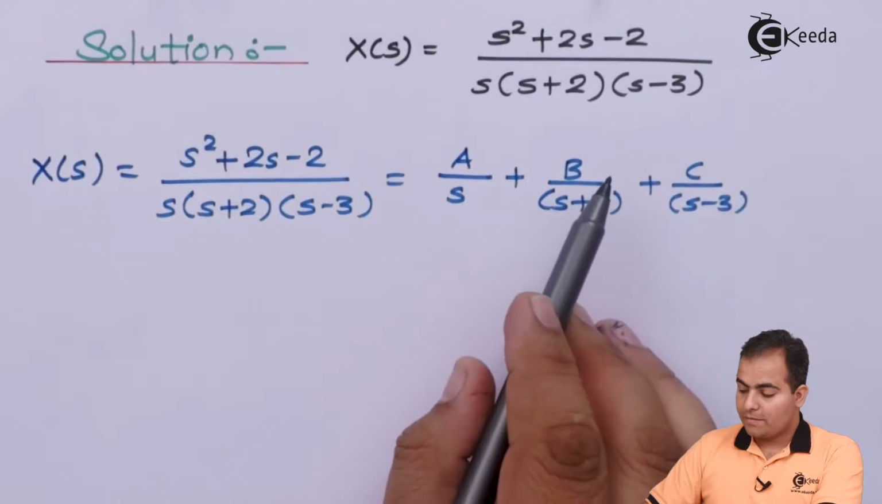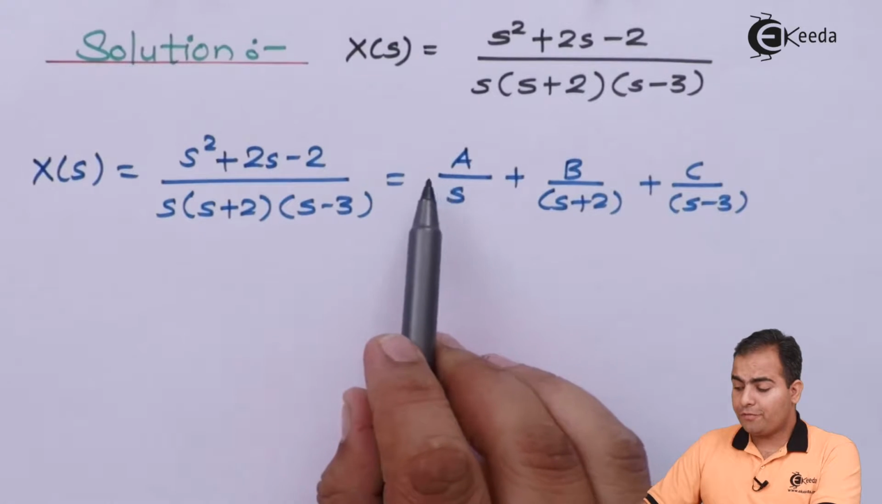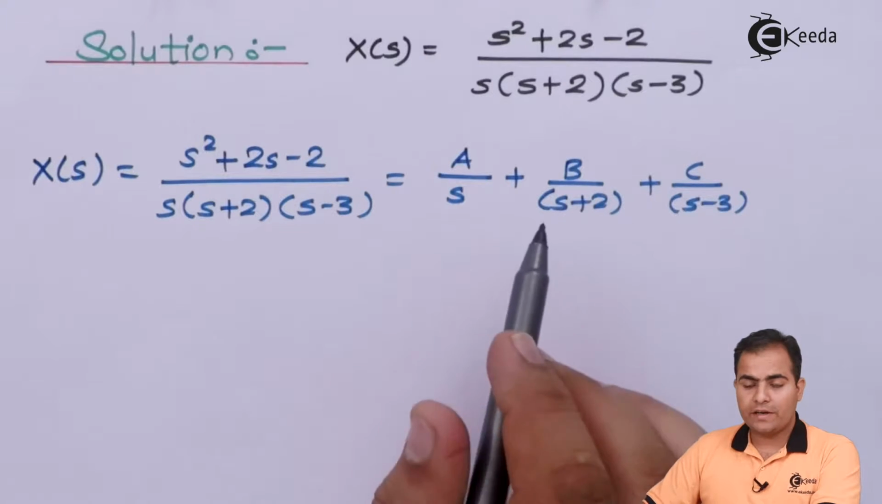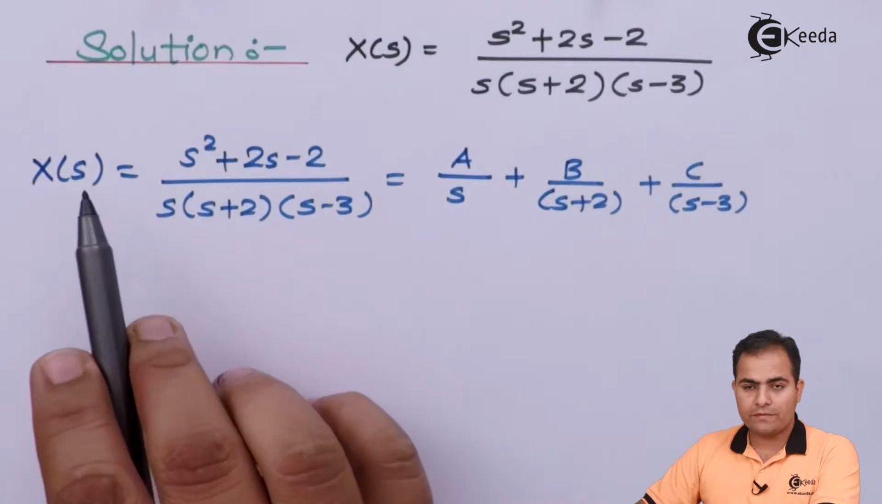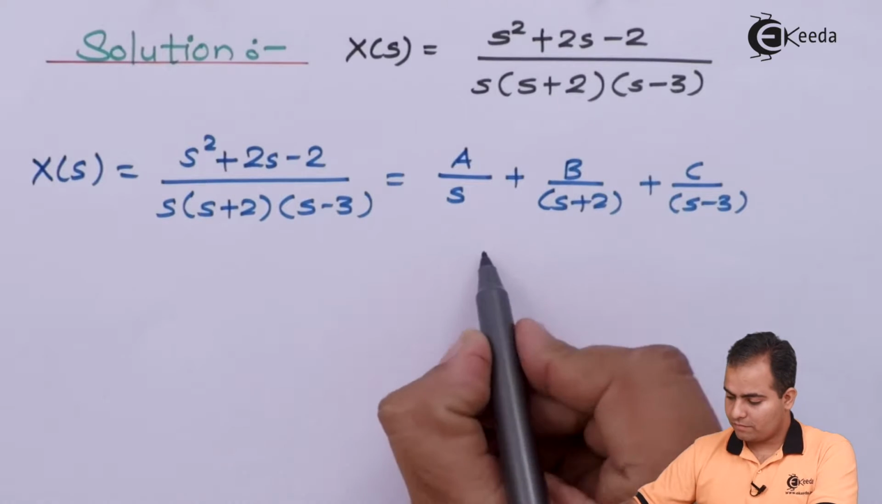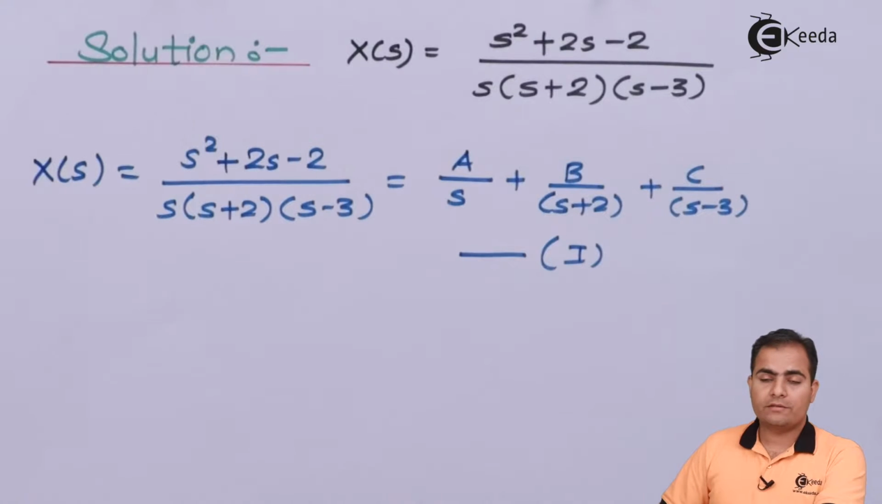A by s, b by s plus 2 and c by s minus 3. Now we have to find out the values of a, b, c so that it will be the easiest way to find the inverse Laplace transform of x of t. That's why we take the help of partial fraction. Let's say this is my equation number 1.